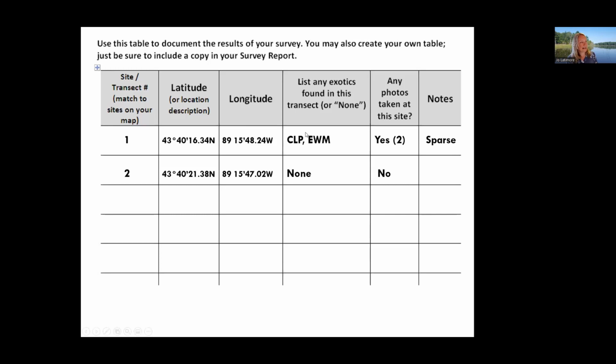Then there's a place to list any exotics you found in that transect. So here they use an abbreviation, CLP, curly-leaf pondweed, EWM, Eurasian water milfoil. Anything you think we'll understand is fine. So at transect 1, the volunteer found these 2 species. Transect 2, they didn't find any. Were there any photos taken at the site? Yes, 2, because there were 2 species. And they made a note that it was sparse. There was only a couple of each plant, not a ton of it at that spot. And then here they didn't take any photos because there were no plants to report. So on some lakes, if they do a lot of surveying, they have several pages of this table to report everything that they found.